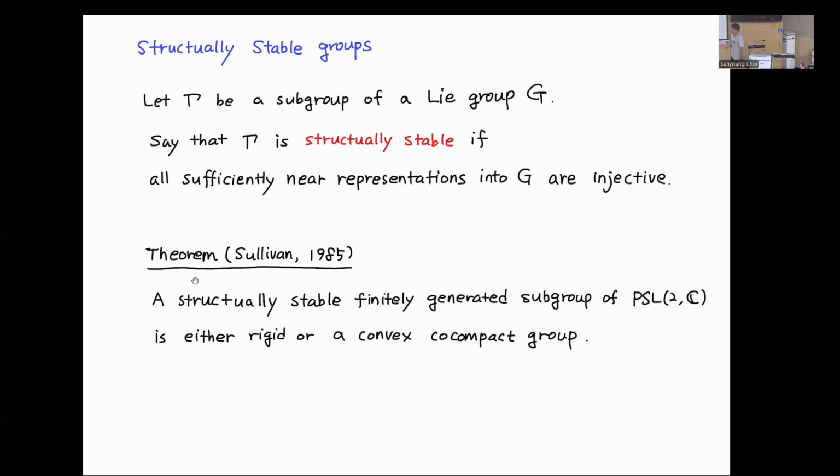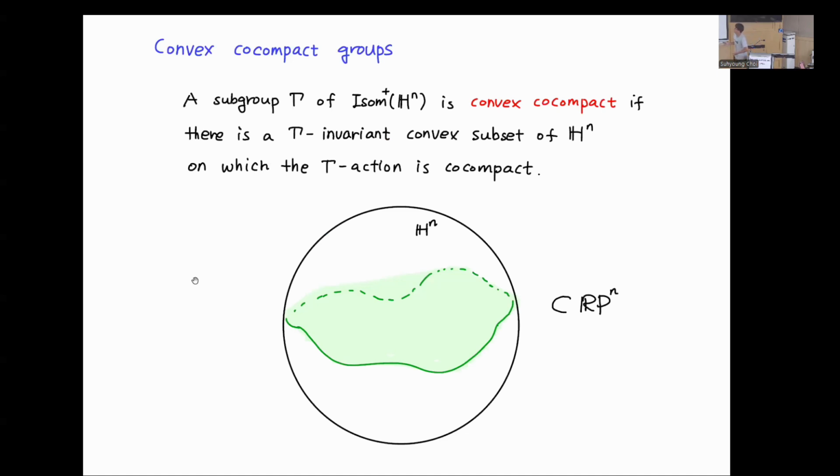But he used some geometric group theory to prove this theorem, and many geometric group properties of hyperbolic groups have been used. So okay, what is a convex co-compact group? A convex co-compact group is defined in several ways, but here we just give a definition of a convex co-compact group in the isometry group of hyperbolic n-space.